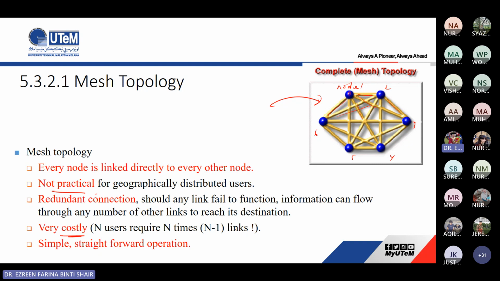Even though it is costly, due to the redundant connection, it still has its advantages. The advantage of mesh topology is that if any of the links fail to function, the information can still flow. Since the connection here is redundant, even though one link fails, the information can still flow through other links. Mesh topology is simple and straightforward.